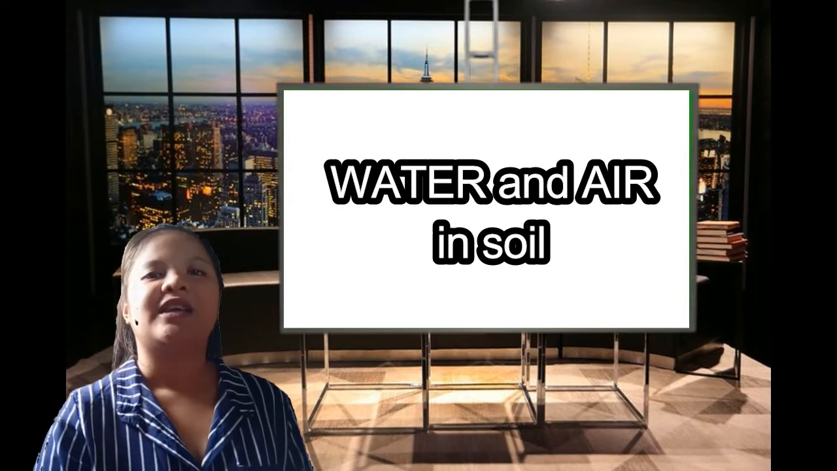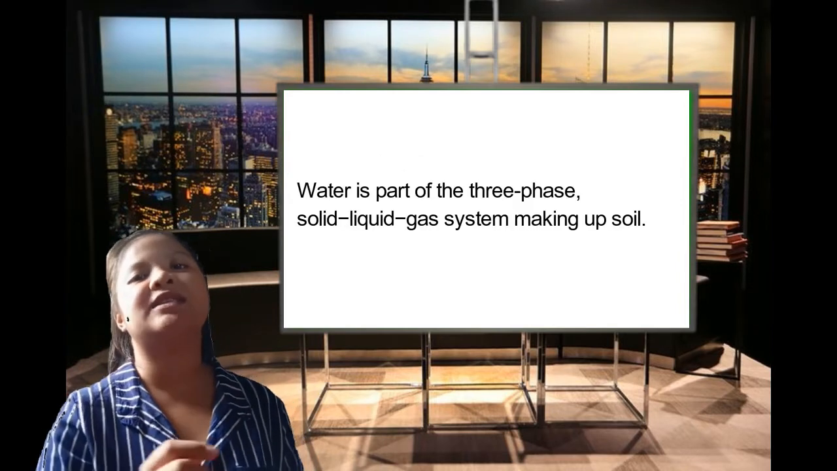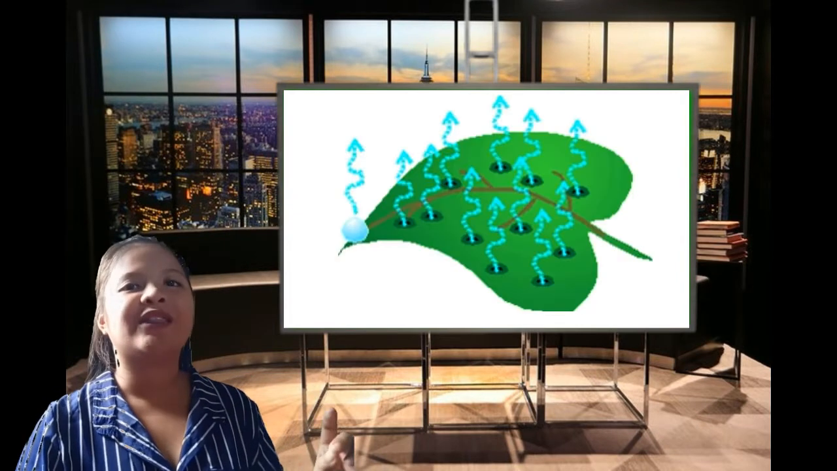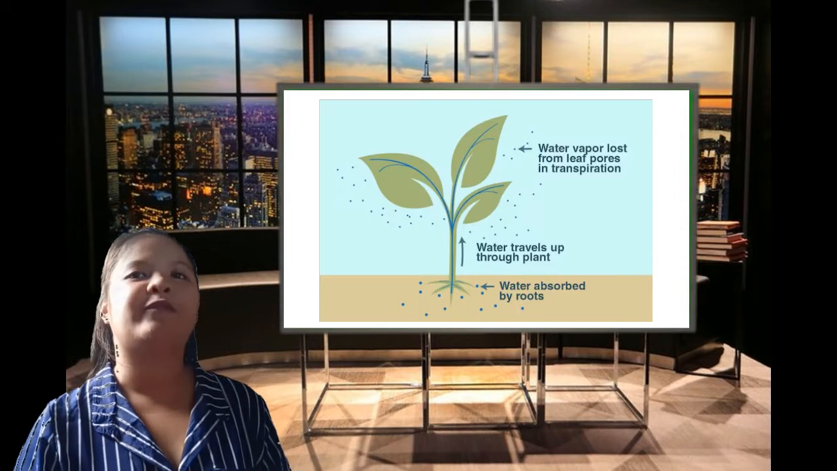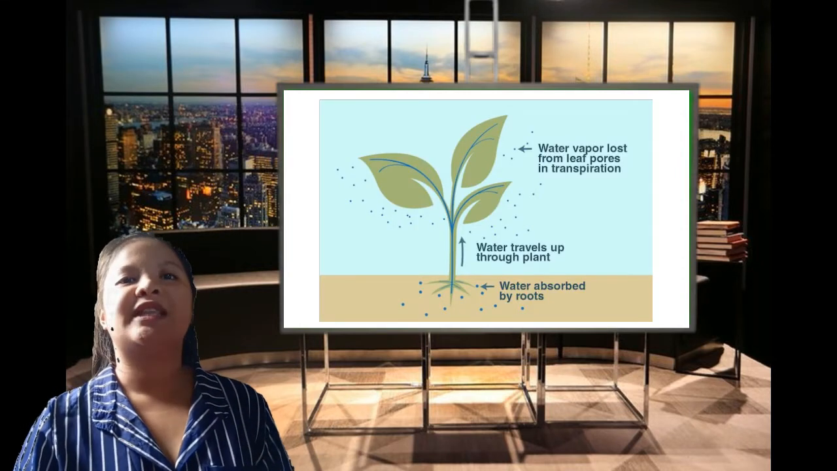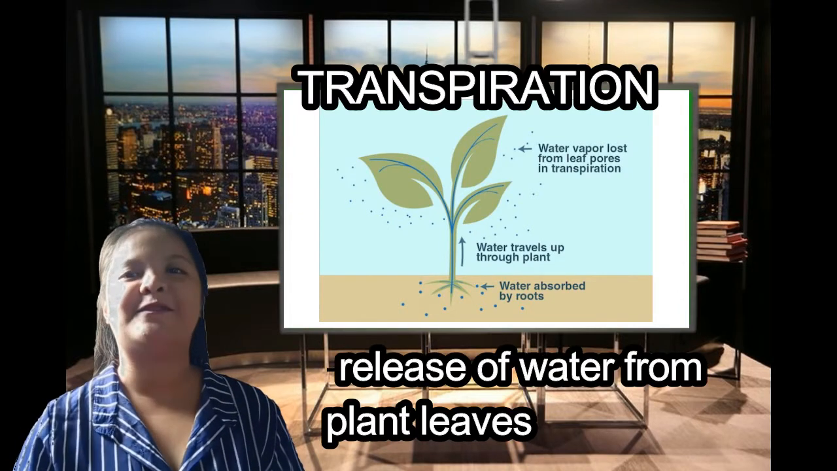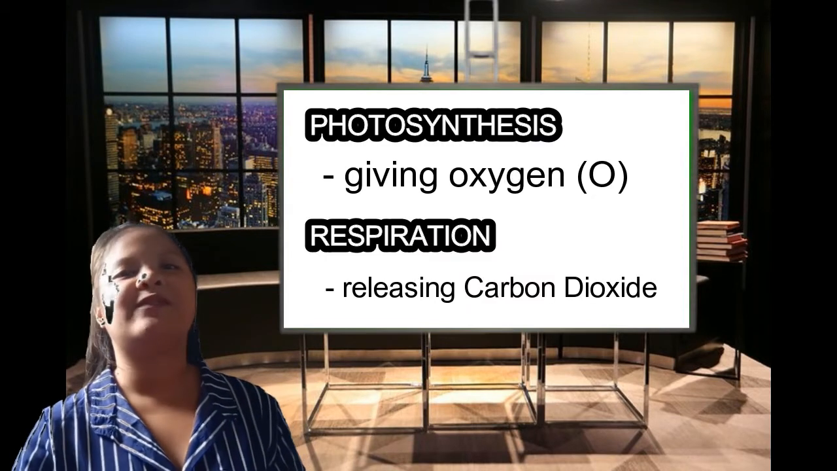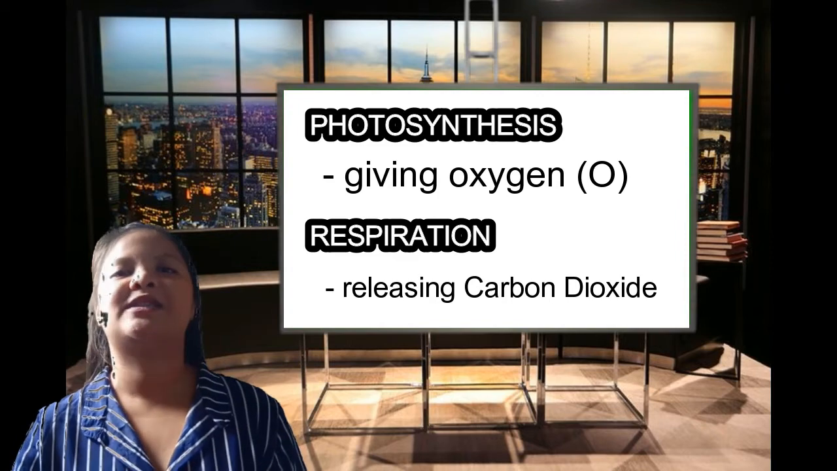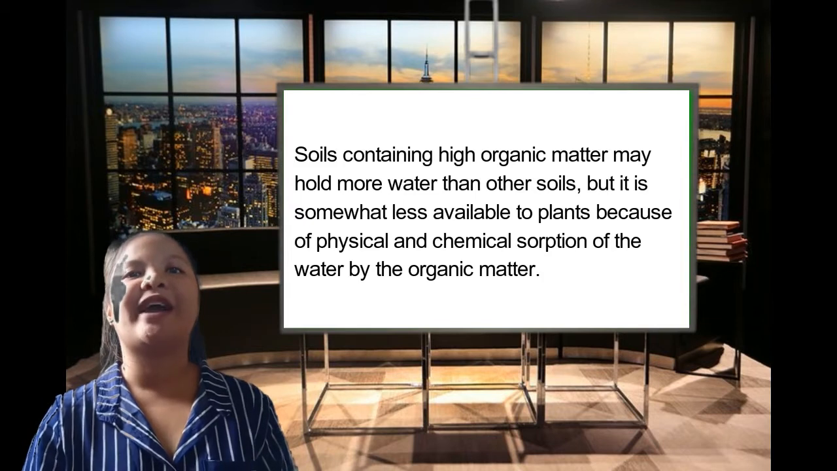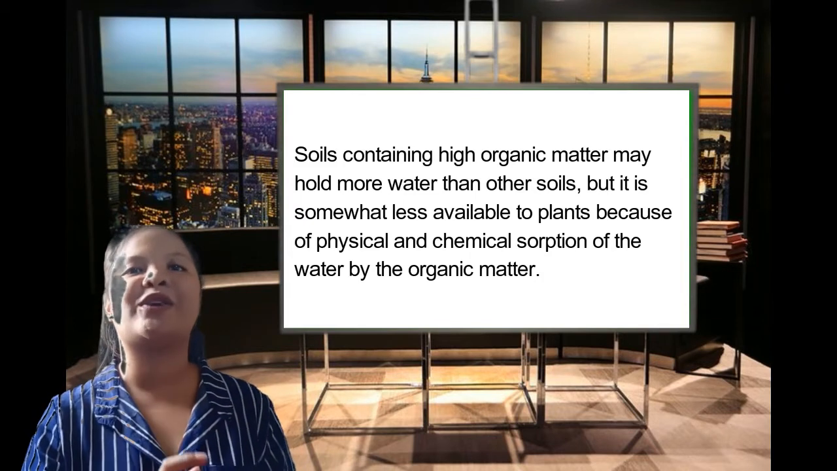That's why we need to discuss about water and air in soil. Kasama ang water sa three phase, which is the liquid making up soil. As you can see in the picture, the water in a plant evaporates into the atmosphere from the plant leaves. Ito yung tinatawag na transpiration, which is simply the release of water from plant leaves. I know that we are familiar to photosynthesis, which is giving oxygen, and its reverse process called respiration, releasing carbon dioxide. Yung mga soils na may mataas na organic matter ay mas nag-hold sila ng water than other soils.